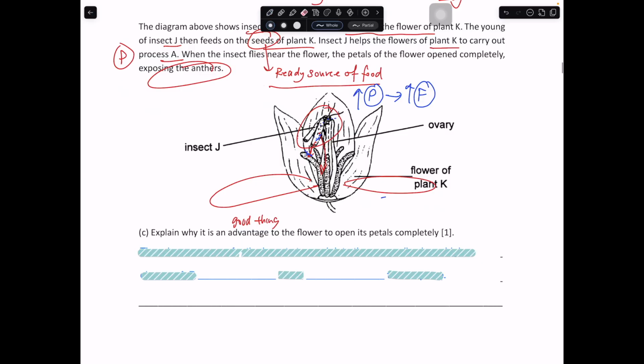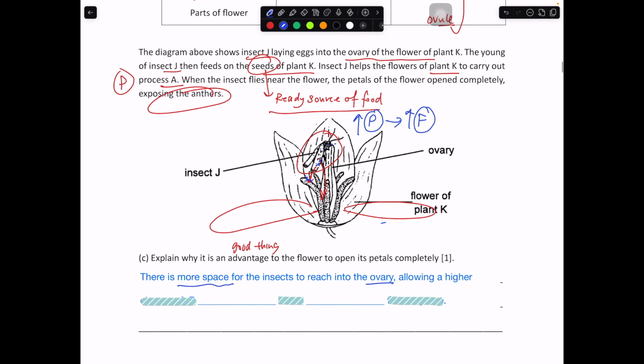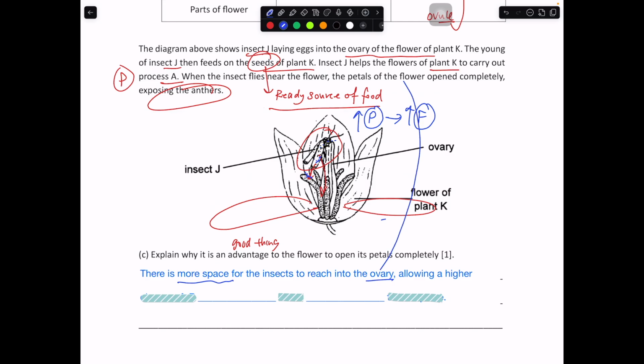So how do you explain this part? There will be more space for the insect to reach into the ovary, which is the job of this adult insect J. You can see it wants to reach into the ovary to lay eggs. This is the job. Higher chance of pollination and fertilization to take place. You have a high chance of it. So this is the critical idea.